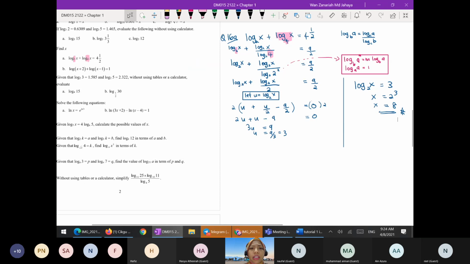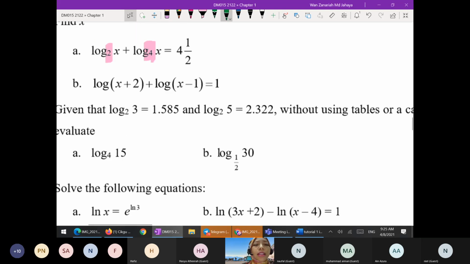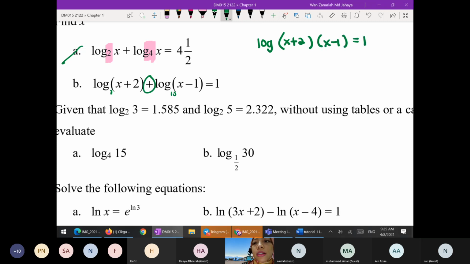Okay, so next question. Sama juga kalau you nak I buat yang B ni pun senang sangat sebenarnya, sebab base dia adalah base 10, base yang sama. So tak perlu tukar-tukar macam soalan yang A ni. Okay, so apa yang you buat adalah log x plus 2, since dia adalah tambah, so dia adalah darab. Okay, so dia adalah equals to 1. So x plus 2, x minus 1.